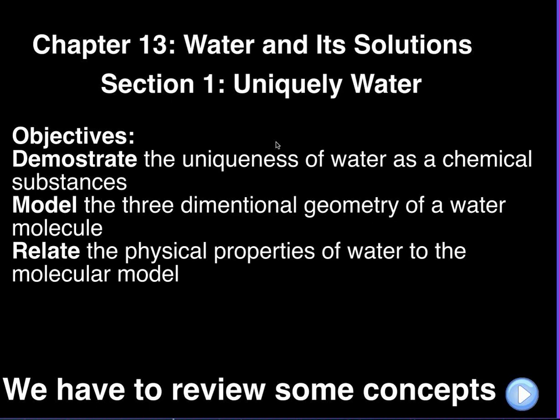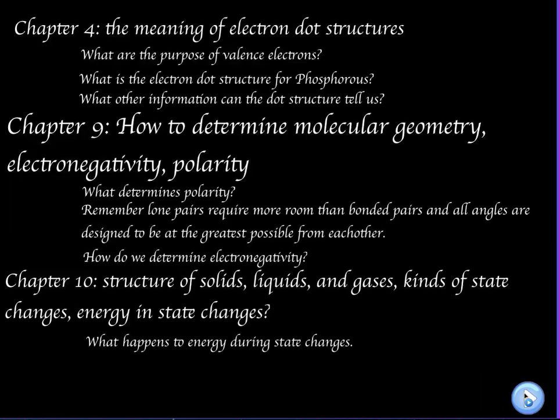But before we go on and do that, we actually need to review some concepts, or you need to check and make sure that you remember these concepts. In Chapter 4, we went over the meaning of the electron dot structures. So you have to remember what the purpose of valence electrons are, what the electron dot structure is. Draw in your journal what the electron dot structure for phosphorus is, and what other kind of information can the electron dot structure tell us. In Chapter 9, we need to remember how to determine molecular geometry, the electronegativity, and polarity.